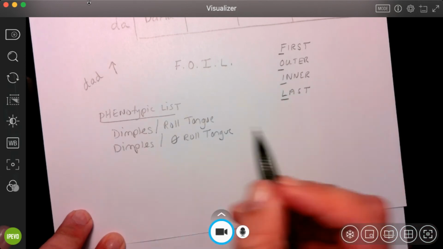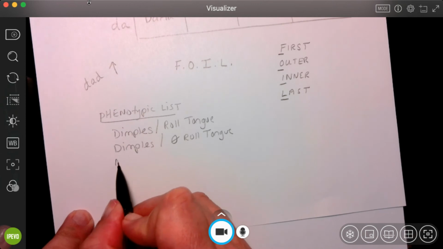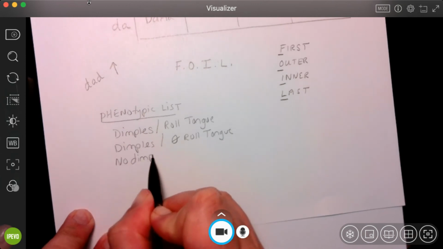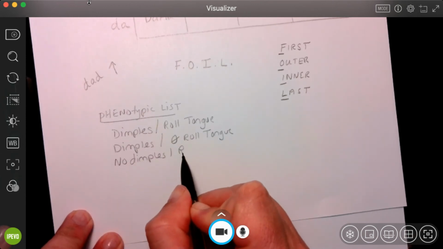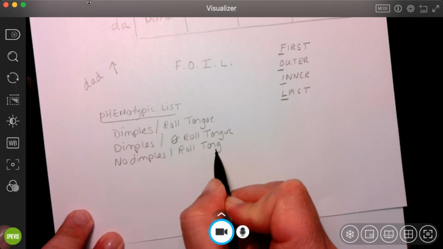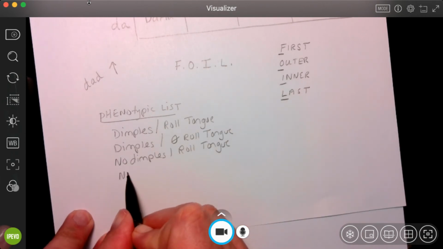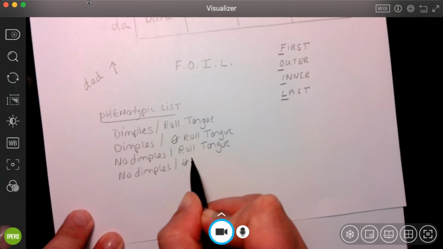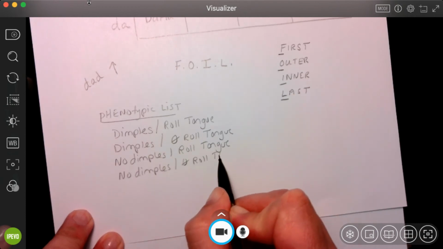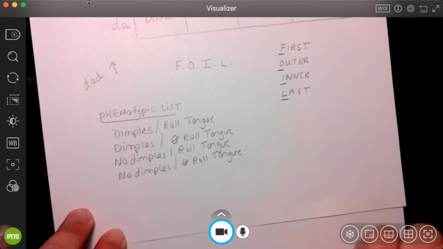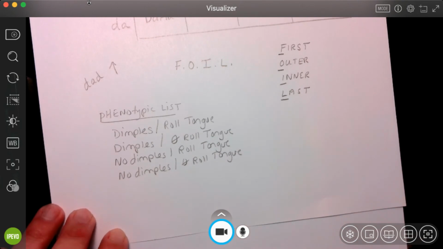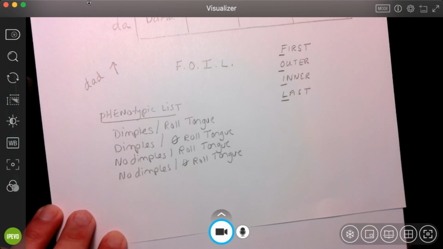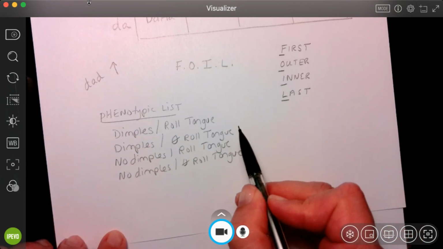We can have no dimples, but you can roll your tongue. Or you could have no dimples and not be able to roll your tongue. All right, those are the different options we can have. So now we are going to go through and count how many out of these 16 boxes have dimples and can roll their tongue.